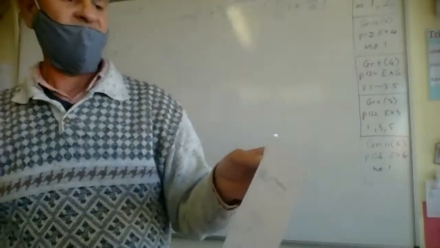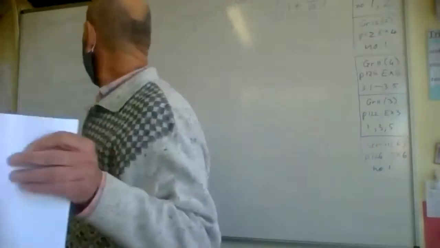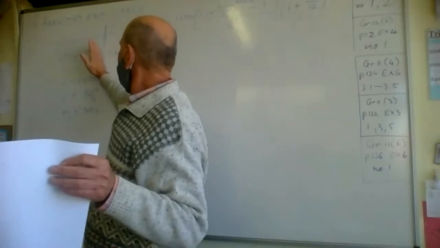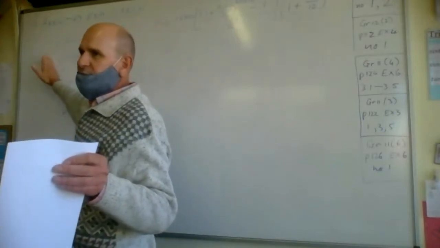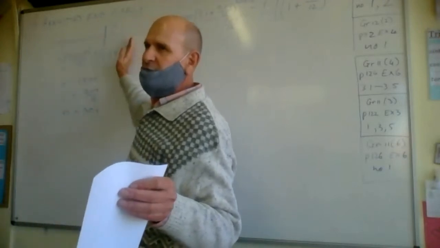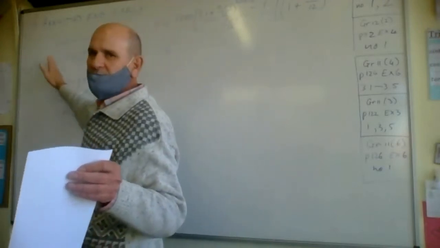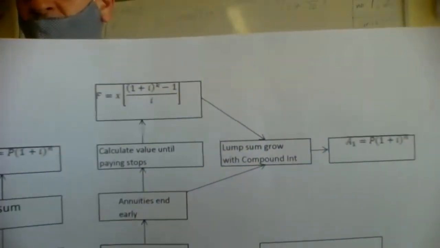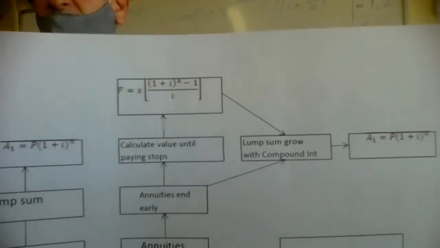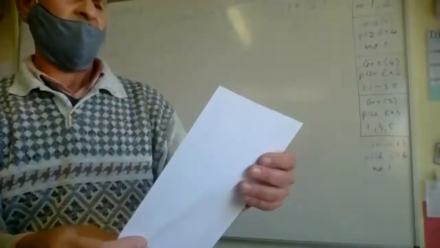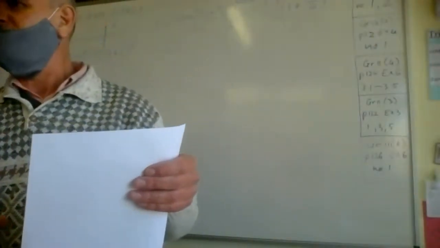Okay, the top one, number 1, just write the normal annuity formula, meaning this one over here. Only that one. F equals this one over here, not the round bracket, only the square bracket. Then number 3, calculate value until paying stops.